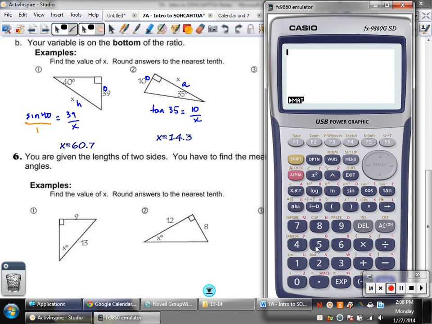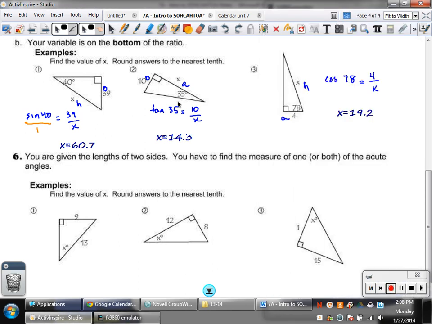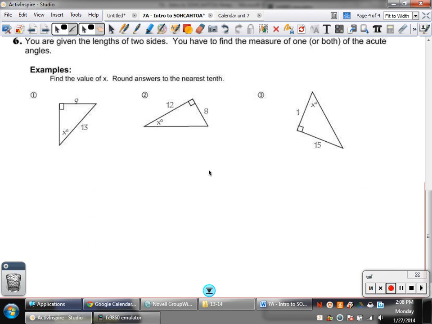Here we would have done 39 divided by the sine of 40. Okay, so that's how I got 60.7, and then the same method for finding x here and here. All right. Let's take a look at the bottom one just as a quick reminder. What if we're given the lengths of two sides and you have to find the measure of one or both of the acute angles? So here we have to find the measures. Let me get you an accurate side there. There you go, 14 on that side.